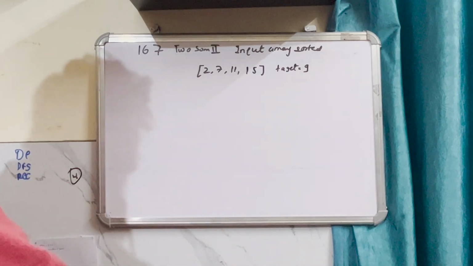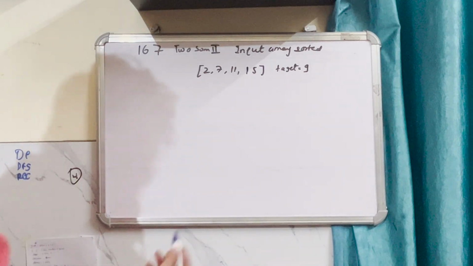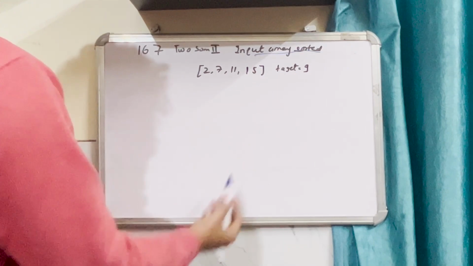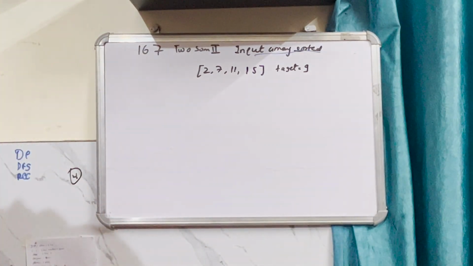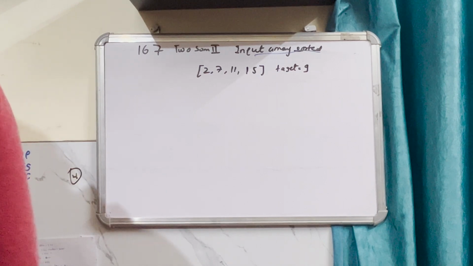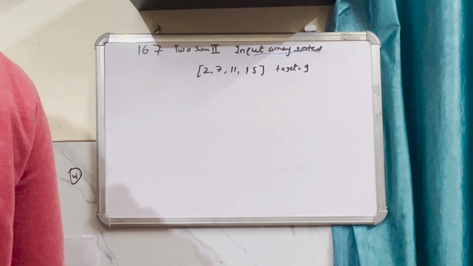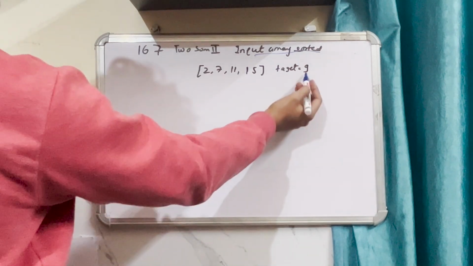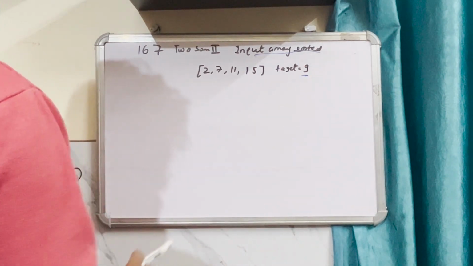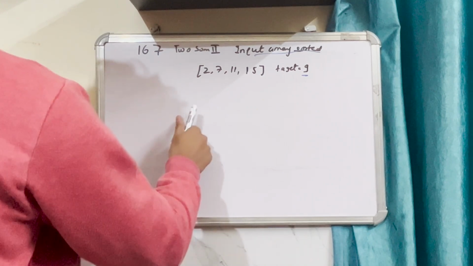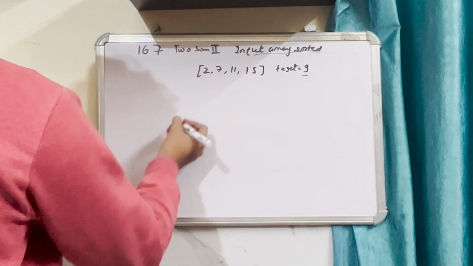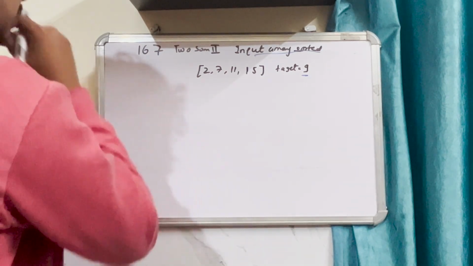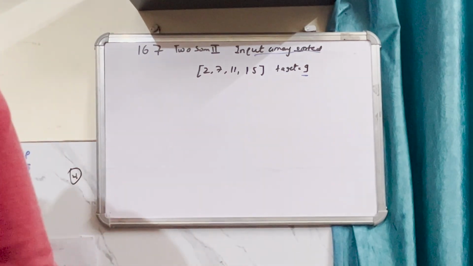Problem number 167, which is 2 Sum Part 2, where the input array is sorted. Let me explain what this question is asking. Basically, we have an array and we have to return the indices of those two elements which sum to the target, and we have to remember that the index is one-based rather than zero-based indexing. Pretty simple.